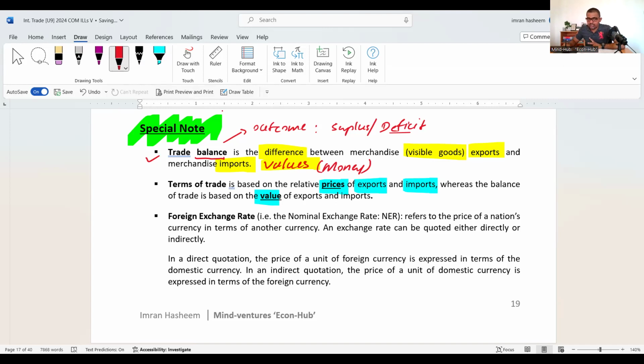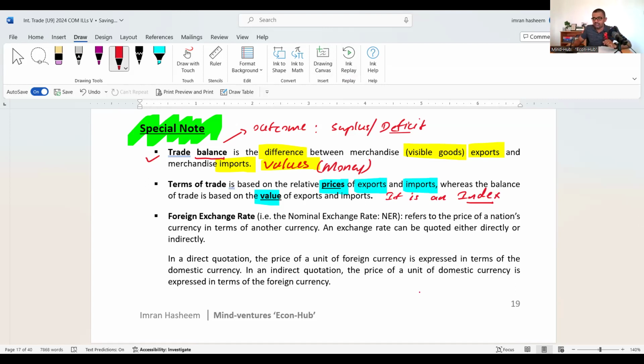Now, two things you should see. Price of exports, sorry, I'll write it here. Now, we can say it is an index. Terms of trade is an index. Here it's a balance. In an index, you don't say surplus or deficit. You say appreciation, depreciation, increase, decrease. That's it. Index. Do you see this difference?